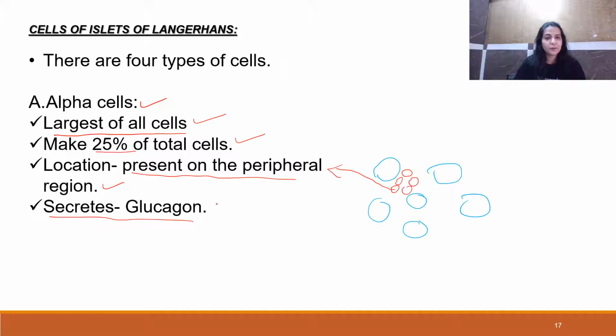Fine. Shall we move? The next and the hormone that it secretes is glucagon. All right. So alpha cells, 25% largest, present in the peripheral region, and they secrete the hormone glucagon. All right. Okay.